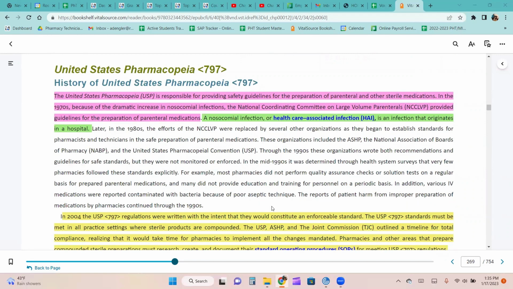The United States Pharmacopeia is responsible for providing safety guidelines for the preparation of parenteral and other sterile medications. In the 1970s, because of the dramatic increase in nosocomial infections, the National Coordinating Committee on Large Volume Parenterals provided guidelines for the preparation of parenteral medications. A nosocomial infection, or healthcare-associated infection, is an infection that originates in a hospital.